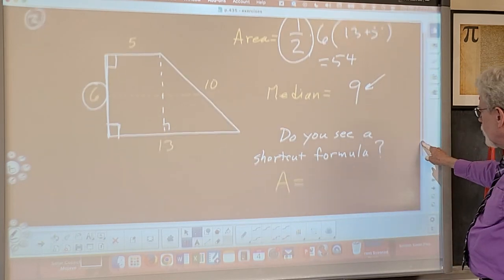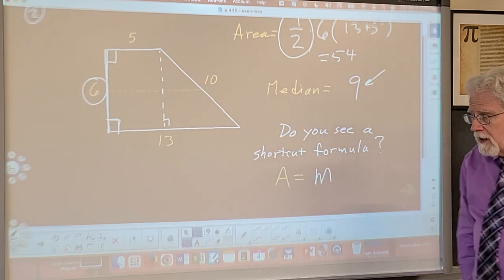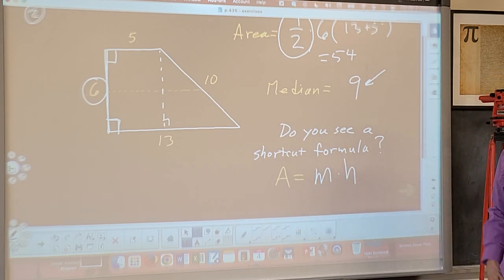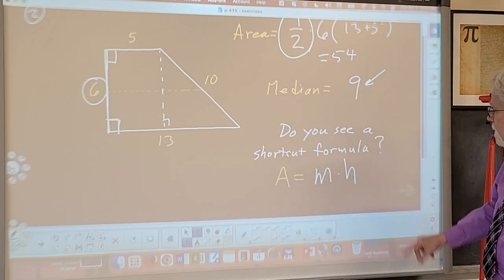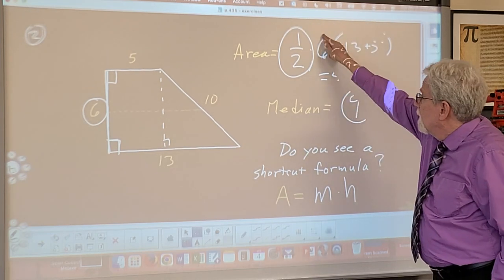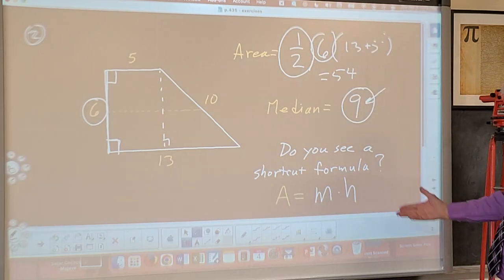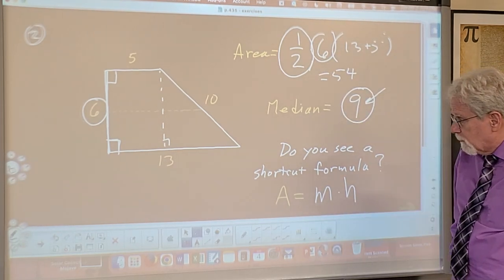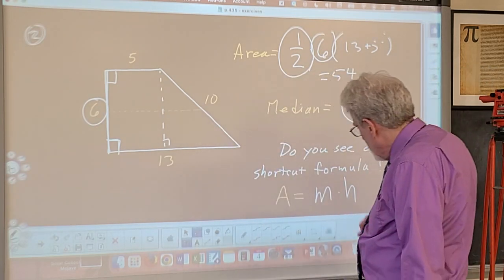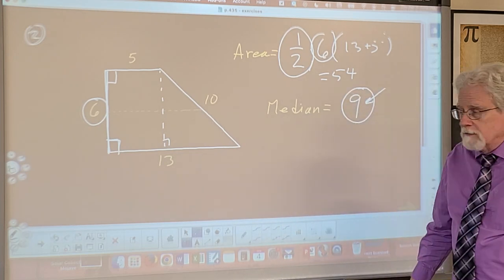All right, is there a shortcut formula for the area of this thing? Well, yeah. We could say the shortcut formula is find the median, let's call it m, and multiply by the height. Median times height. 54. You may use that shortcut formula if you want to, but if your head is crammed full of so many formulas that you don't want any more formulas, you don't need that. But it's a nice shortcut that you can make use of.